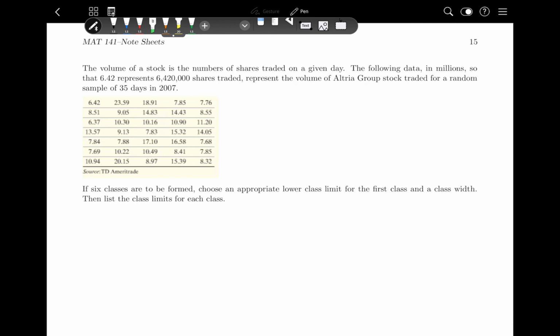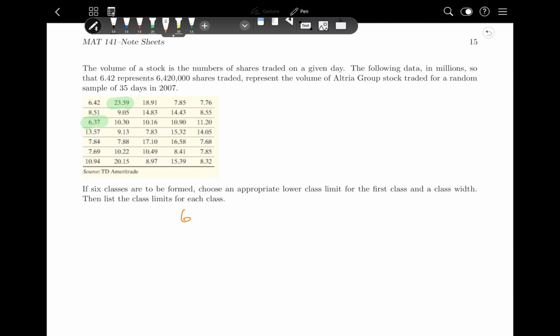So for largest, I think the largest is 23.59. And for smallest, I see some 6s. Yeah, it looks like the smallest one is 6.37. So in this case, I probably want to start with my lower class limits not at 0, because these are so close together, I probably want to start at 5 or 6. So I'm going to choose 6 for what I'm going to do by hand.